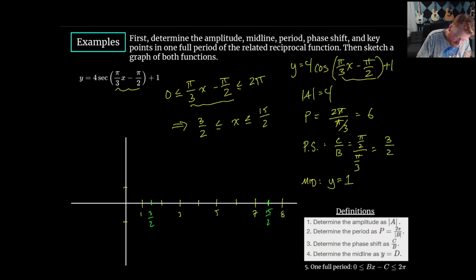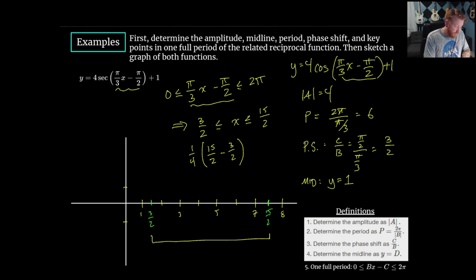So what I'm going to do here is find this distance. The way that I can find that distance is by looking at 15 halves minus 3 halves. And then if I want to split that into quarters, I will multiply that by 1 quarter. And if I simplify here, I'll get that this is equal to 3 halves, which is telling me that every 3 halves, I want to put another key point on here. So I will start at 3 halves. I'll go over 3 halves, which will put me at 3. So there'll be a key point here.